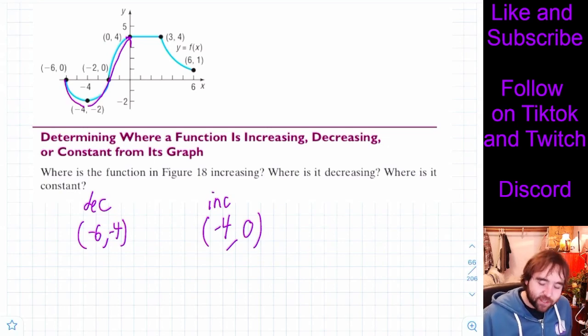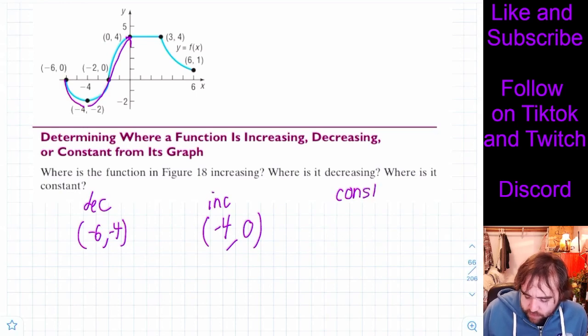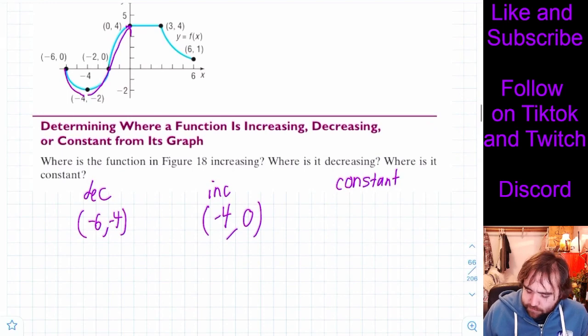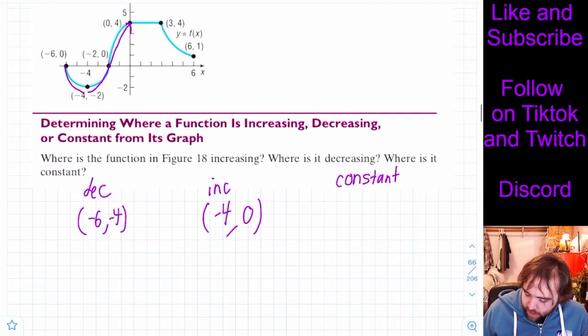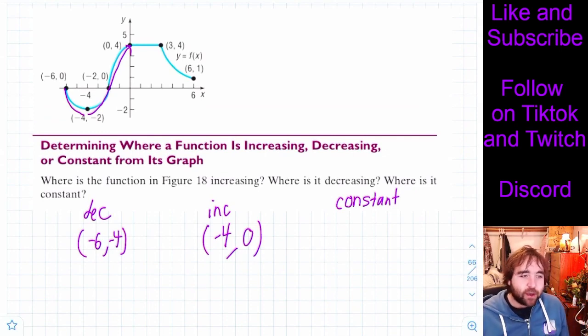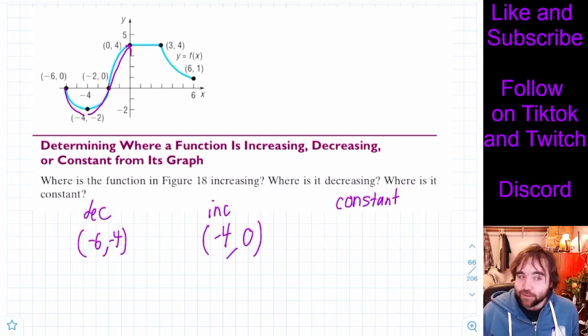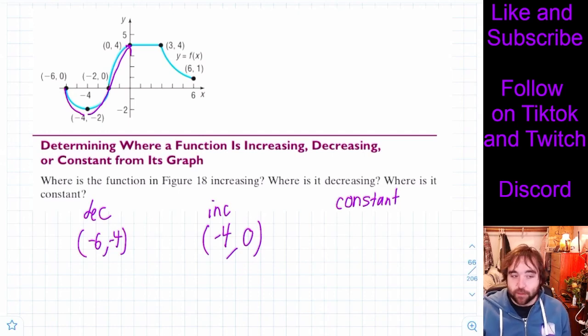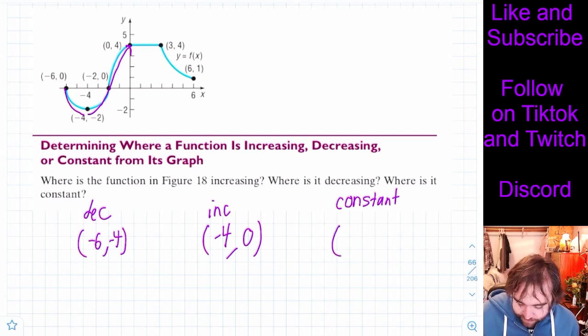And then the next thing doesn't happen in normal equations, but of course with a graph of a piecewise function, you can make anything. Have we talked about piecewise functions? I don't know. But anyway, so constant. I mean, constant just means it's staying the same, right? And if you think about it, it can be either increasing or decreasing. If you look at this next section from 0 to 3, it's definitely not increasing or decreasing. It's just staying the same. And that's what constant means. You can look in the dictionary for that. So it's constant from 0 to 3.